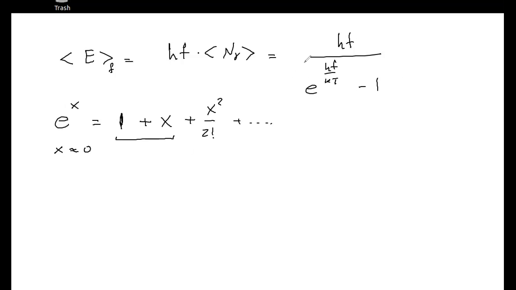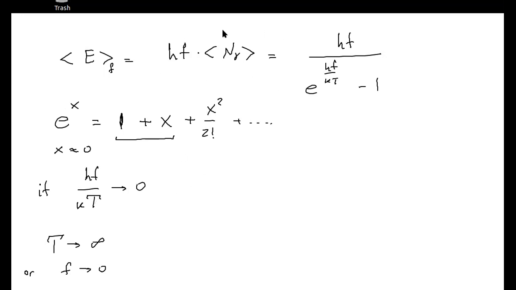So I can look at this expression when the index of the exponent is very small. So then I say if hf over kT goes to 0. Probably I can say my temperature is very large, or my frequency is low. So I have different ways how I can make this ratio small enough.